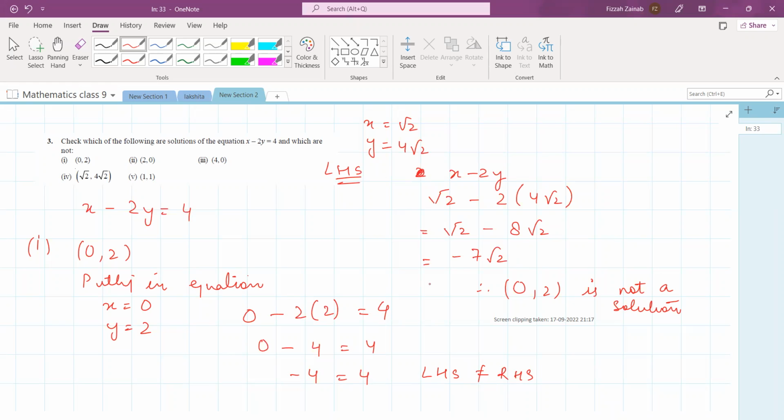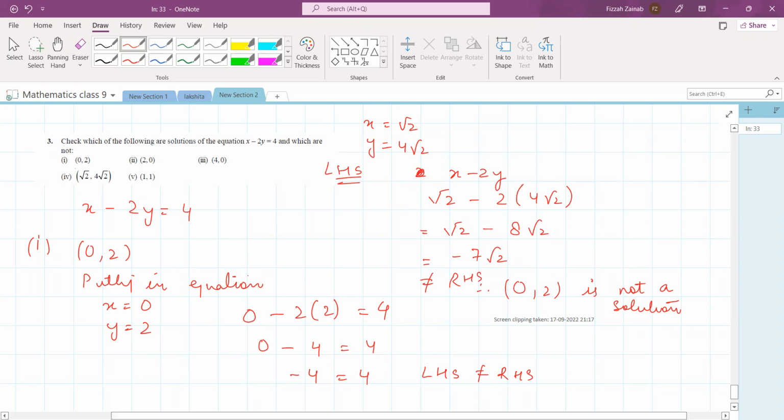Yes, ma'am. Okay, which is obviously not equal to your RHS. So again, this is not a solution. And the fifth also you can check, so I'm not doing it. Zainab, is this okay? Yes, ma'am. Okay. So there's one more question in the exercise.